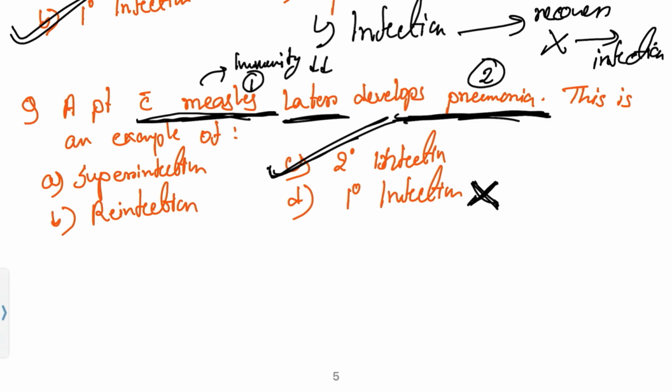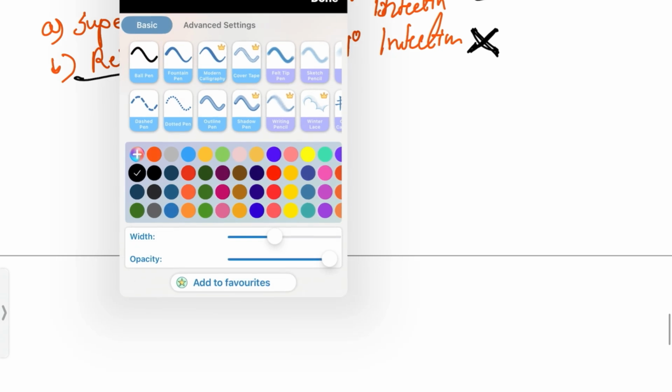Now why I didn't choose reinfection? Because here they didn't clearly mention whether the patient recovered and then pneumonia develops, or before recovery patient develops pneumonia. They didn't mention like this. That's why we won't choose superinfection and reinfection. So what will be the answer? Answer will be secondary infection. Understood? Now coming to the third MCQ.